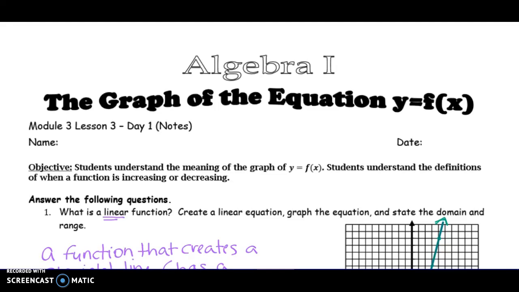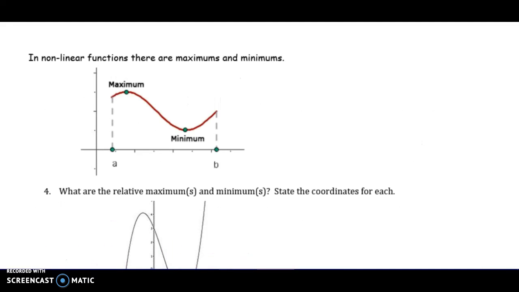Alright, welcome back to part 2 video. Picking up where we left off in nonlinear functions. We're on page 2 of the lesson 3 day 1 notes. We have things that are called maximums and minimums. So you can see from the picture, the maximum is the top of a hill, and the minimum is the bottom of the valley.